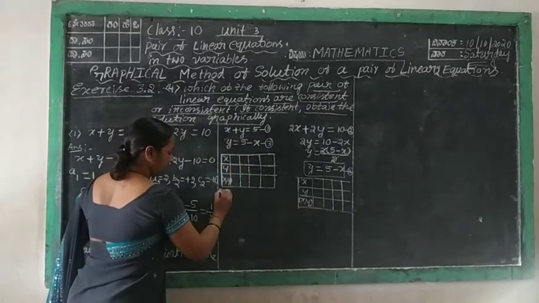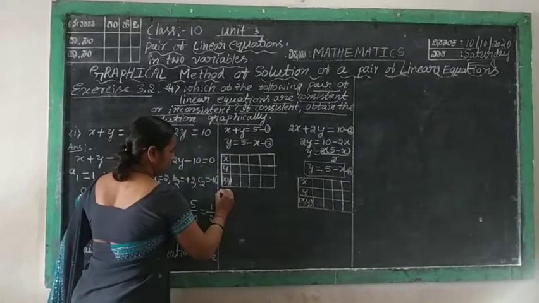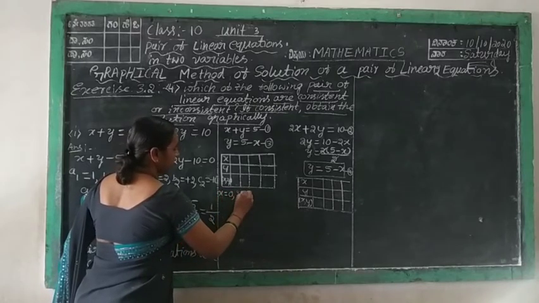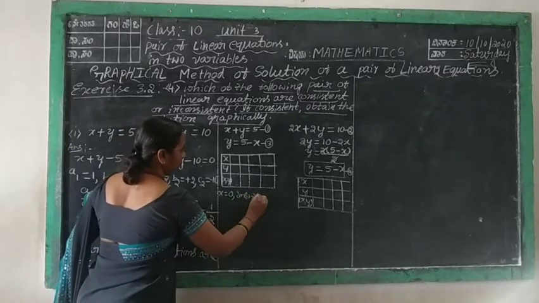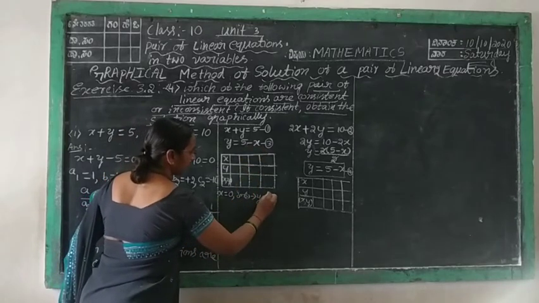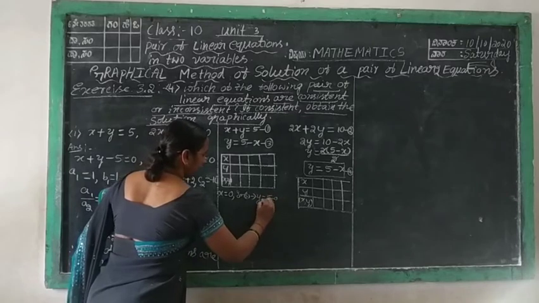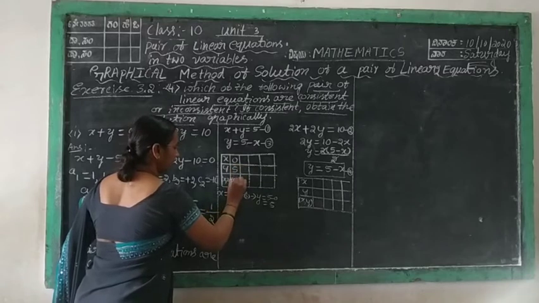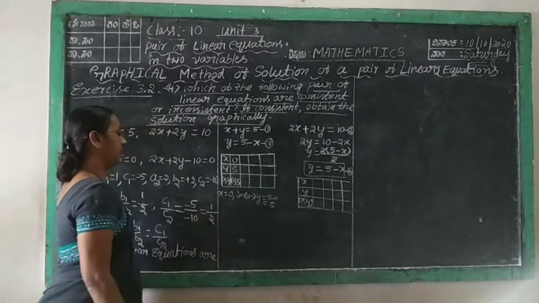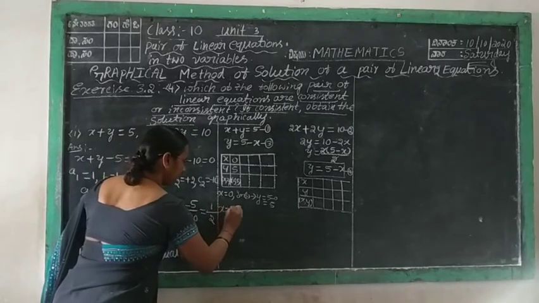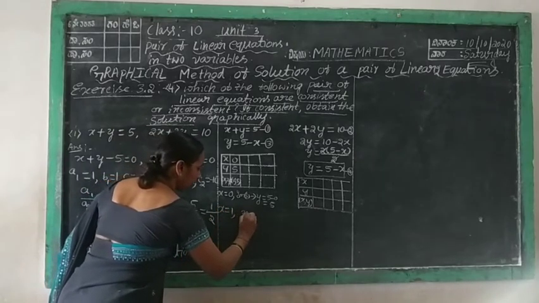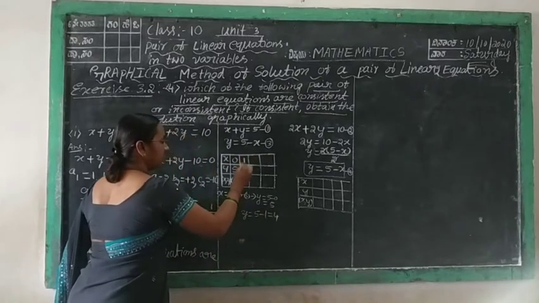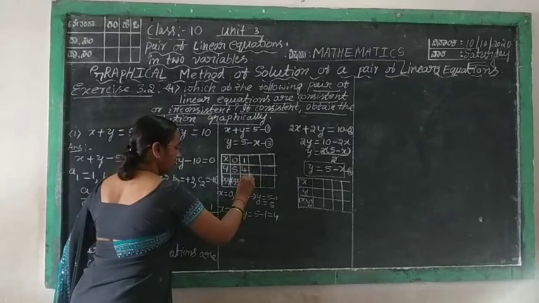We put the values for x in equation 3. x is equal to 0, so equation 3 becomes y is equal to 5 minus 0, we get 5. Your coordinate is 0 and 5. Then put x is equal to 1, we get y is equal to 5 minus 1, which is 4. The coordinate is 1 and 4.